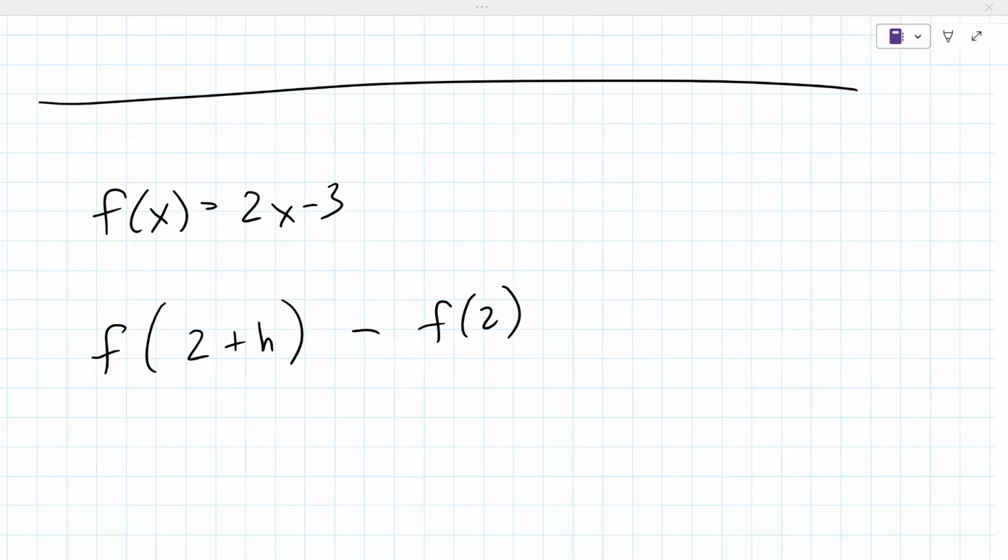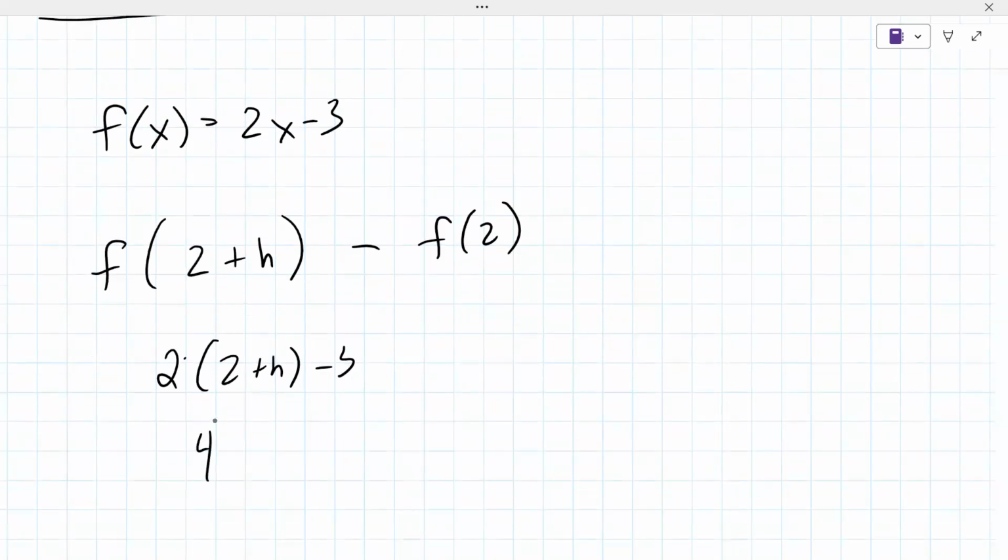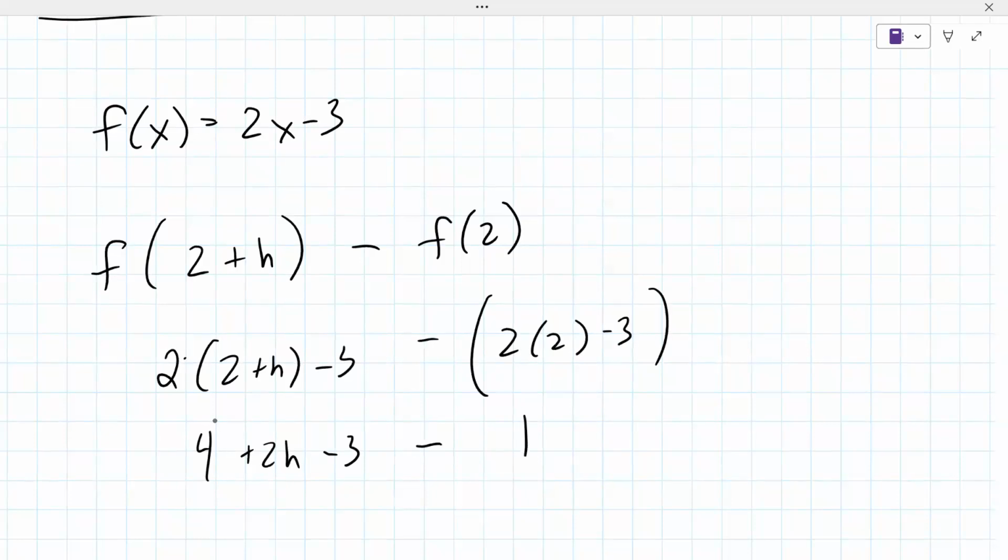I got 2. Okay, so f of 2 plus h is 2 times 2 plus h minus 3, which ends up being 4 plus 2h minus 3. F of 2 is 2 times 2 minus 3, which ends up being 1. Does that match what you have so far?